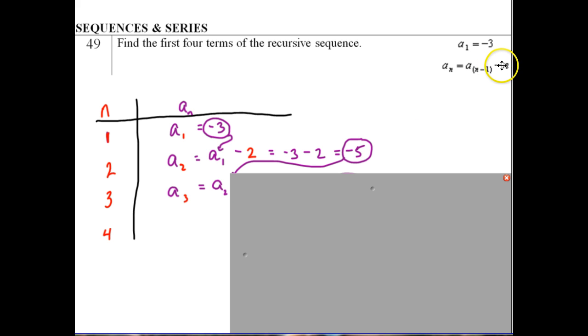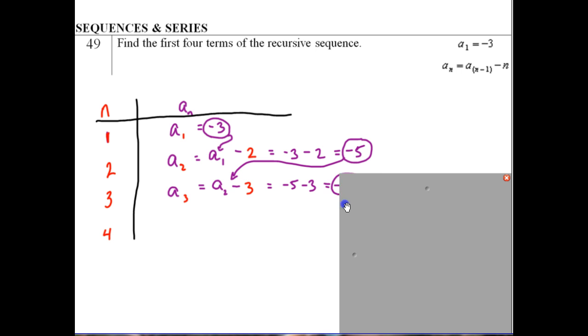Then you need to subtract n. So when we subtract n, which is 3 here in red, it's -5 minus 3, which comes out to -8.